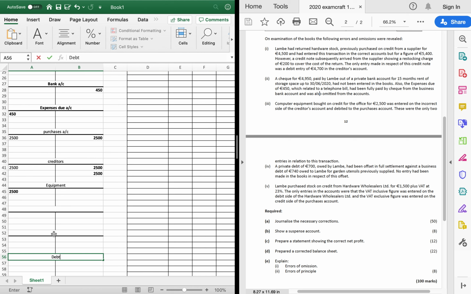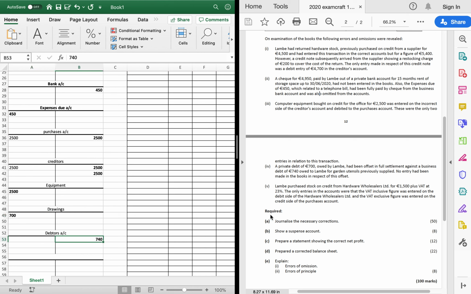Okay. So debtors is going to go down. So we're going to credit debtors. So debtors is going down by 740, the full amount of the debt. Okay, so if it's a credit to debtors, then it has to be a debit in the private account. So you can only have debit drawings. You can never have debit capital. Drawings and capital are the same account. Drawings is the debit side of it, capital the credit side.